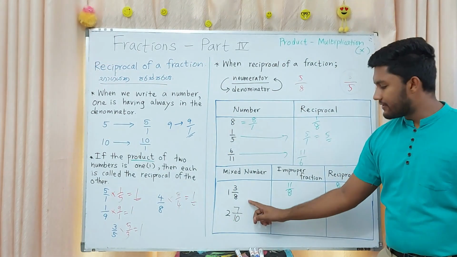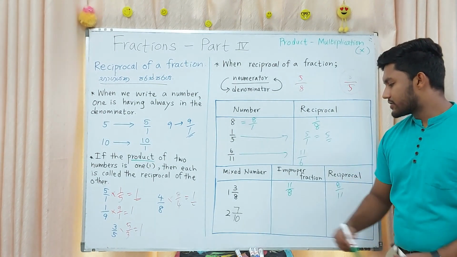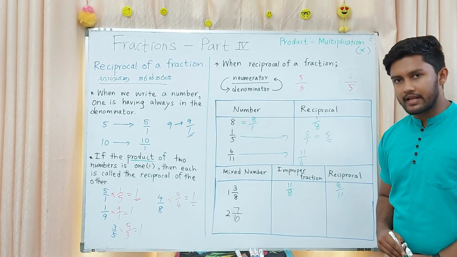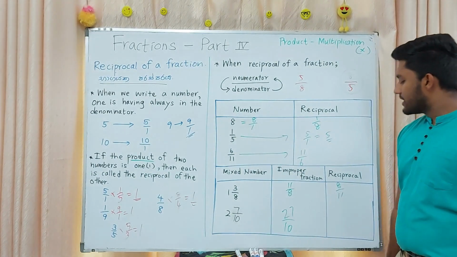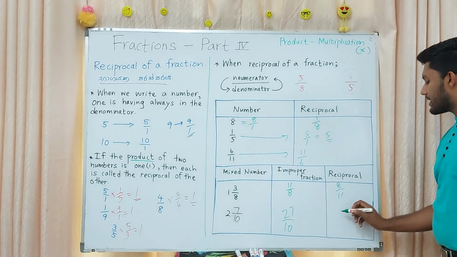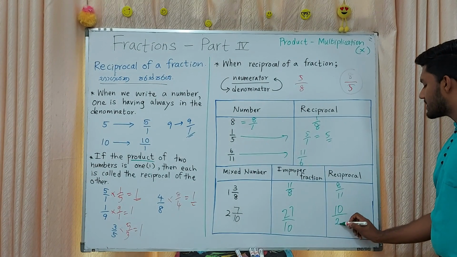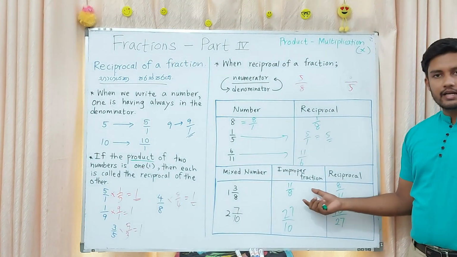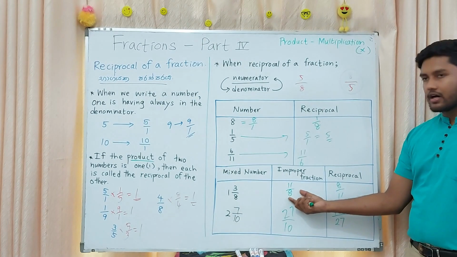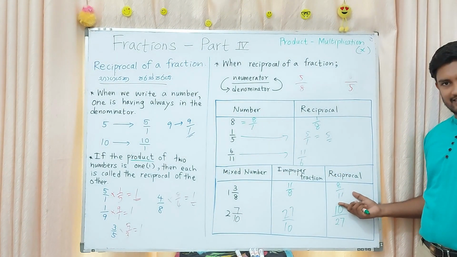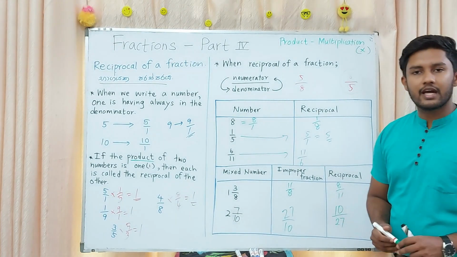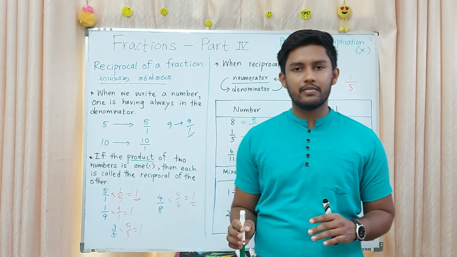Then 2, 7 over 10. 10 into 2, 20. 20 plus 7, 27. 27 over 10 is the fraction. The reciprocal is 10 over 27. Then you can say that the reciprocal of an improper fraction is a proper fraction. Just like that way, we can get the reciprocal of a number.